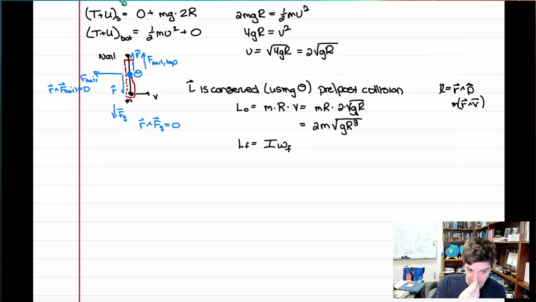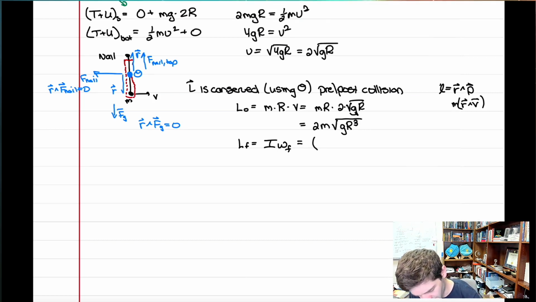Where of course omega final is related to r and v. You might think that we didn't really have to do angular momentum conservation, but we still can. Now for a point particle, it's the mass of the particle times the square of the distance from the rotation axis. So that looks like it's just going to be m big R squared times omega final in this case.